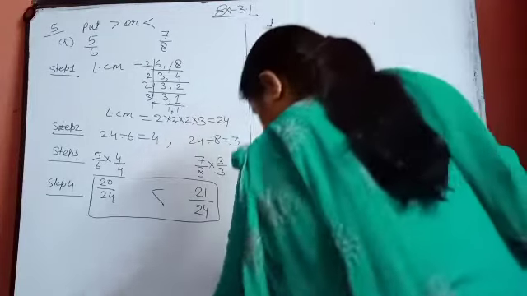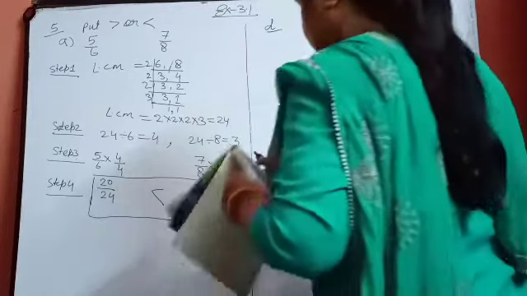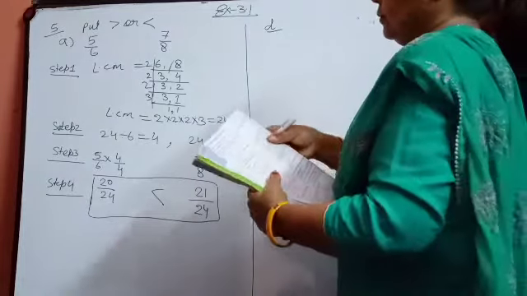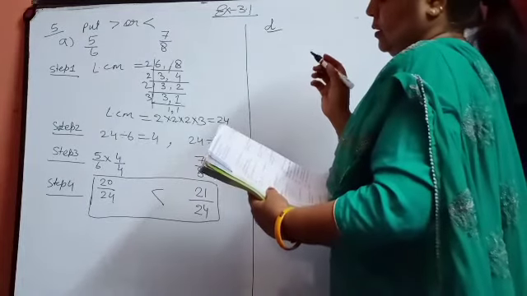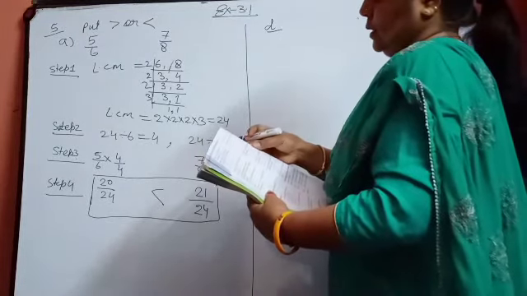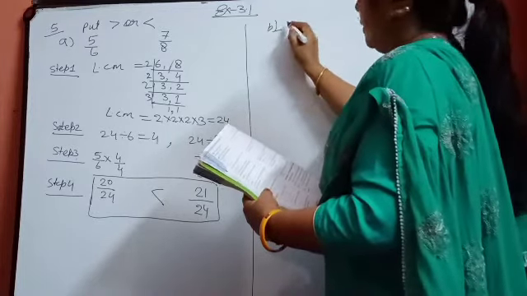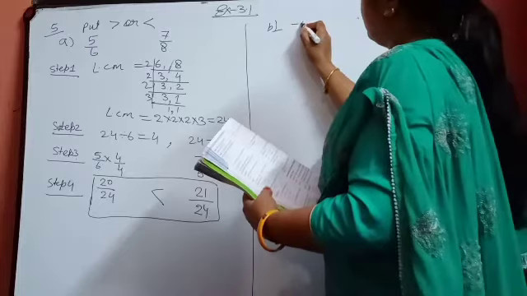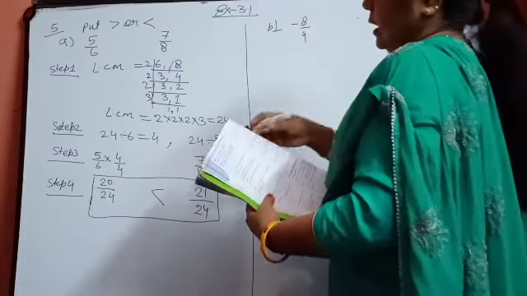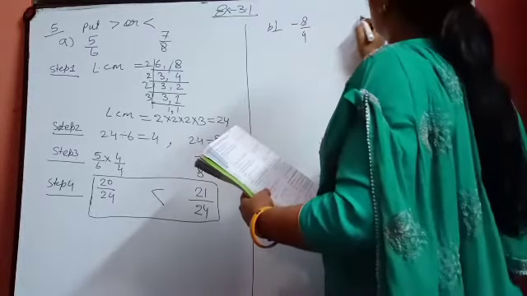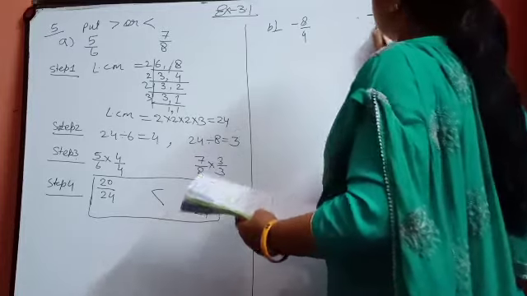9 upon 12. B part, sorry. B part I am taking. Minus 8 upon 9 and minus 1 upon 8. Okay.